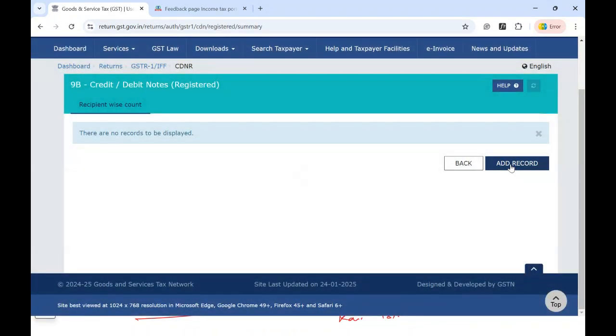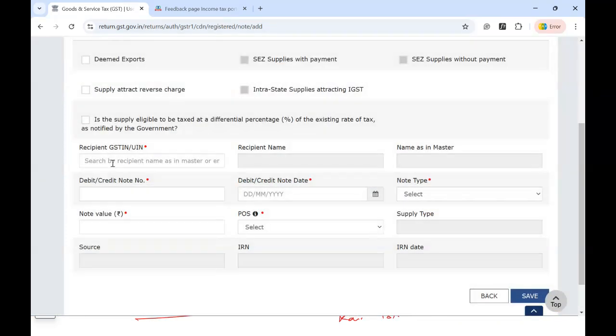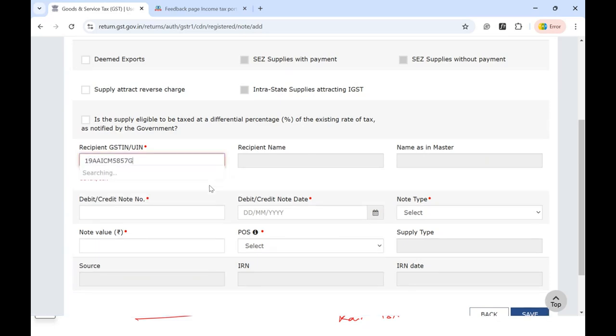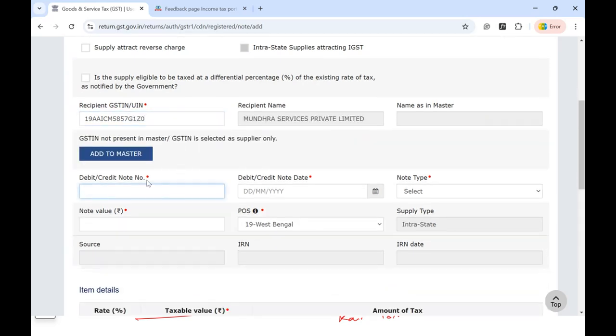How to add? Provide the GST number of the recipient. It's more or less the same. The only difference is that we are required to mention the debit note or credit note number, say it is 1. The date is 01/01/2025. It is a debit note or credit note. Say it is a credit note. In case of a credit note, the value of the note, say it is 30,000, including GST.